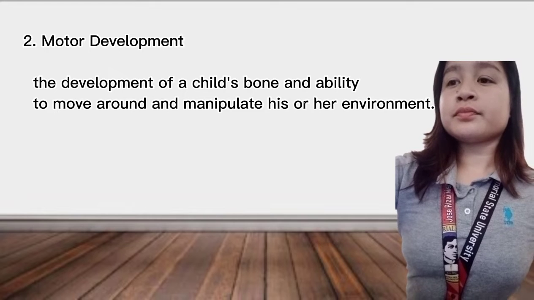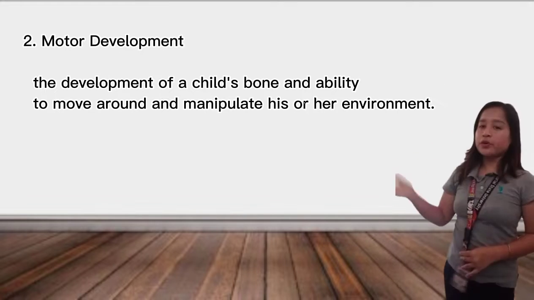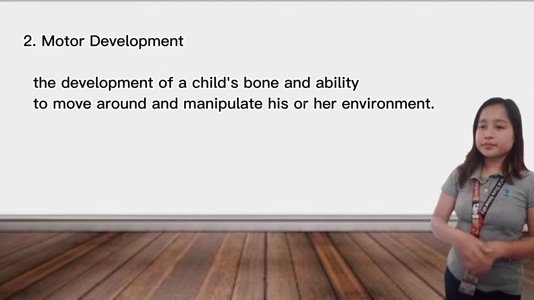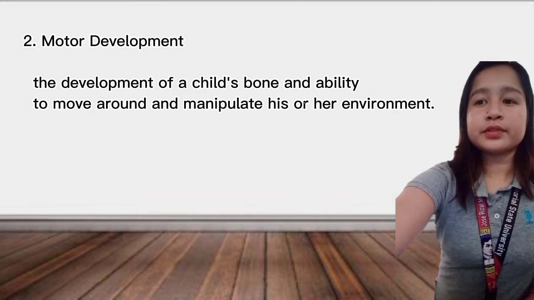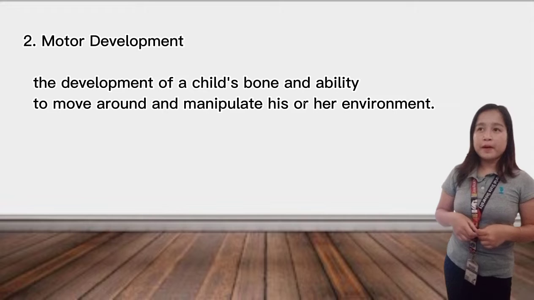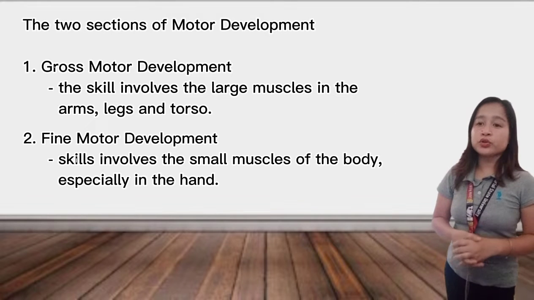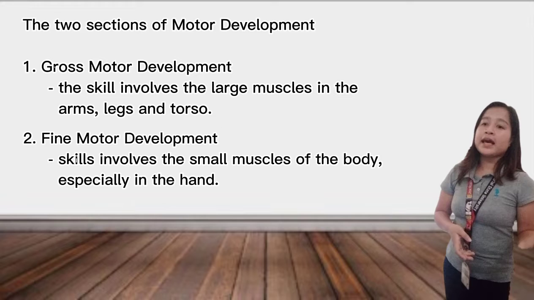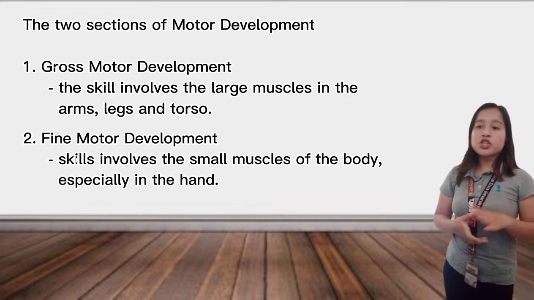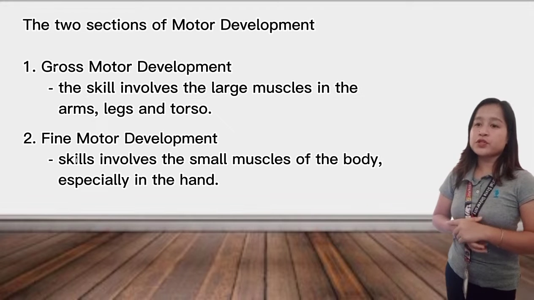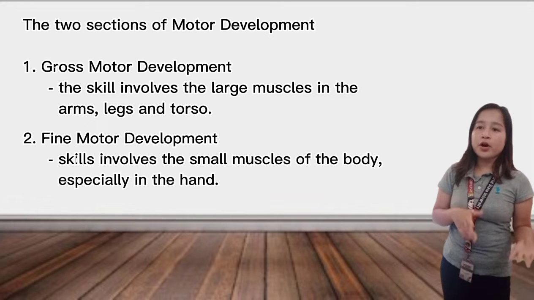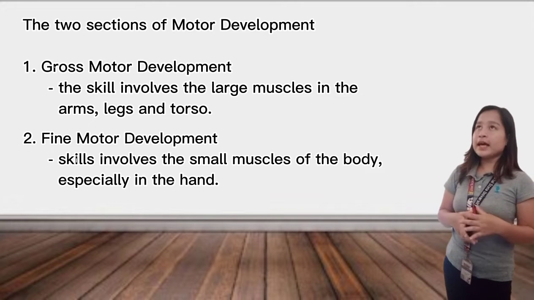Number two. Okay, motor development. Can you read? Motor development is the development of a child's bone and ability to move around and manipulate his or her environment. Motor development refers to the development of our body. It is divided into two sections, the gross motor development and the fine motor development. Gross motor development involves the large muscles in the arms, legs, and torso. Examples are dancing, playing volleyball, and jogging.